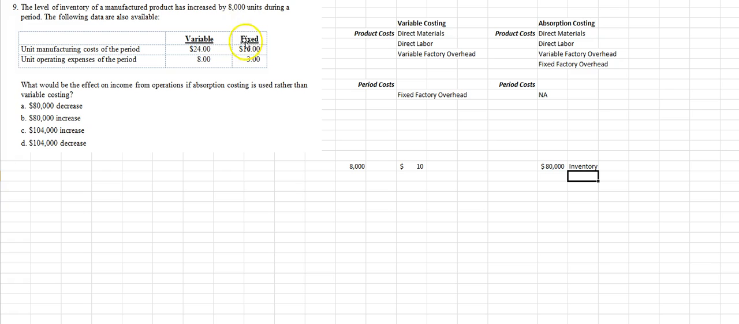Okay? Under fixed, if there's an increase, that means that absorption will have lower expenses because under absorption you get to put this in inventory, and so it'll have higher operating income, right? If they have lower expenses, then logically they're going to have higher operating income. And so if you use absorption costing, you'll be able to increase your operating income by $80,000 simply by producing 8,000 more units that you might know is going to stay in inventory. Okay.